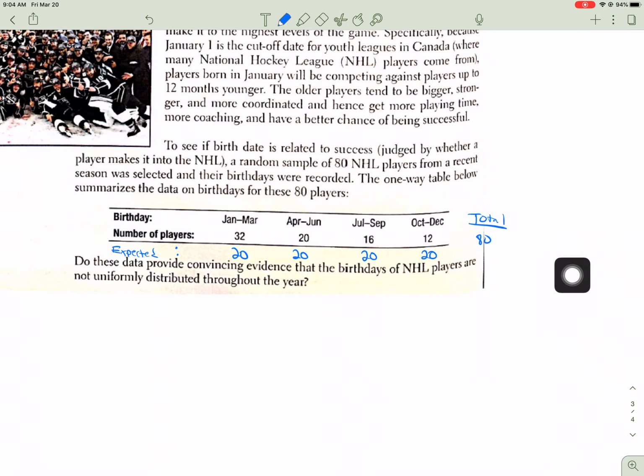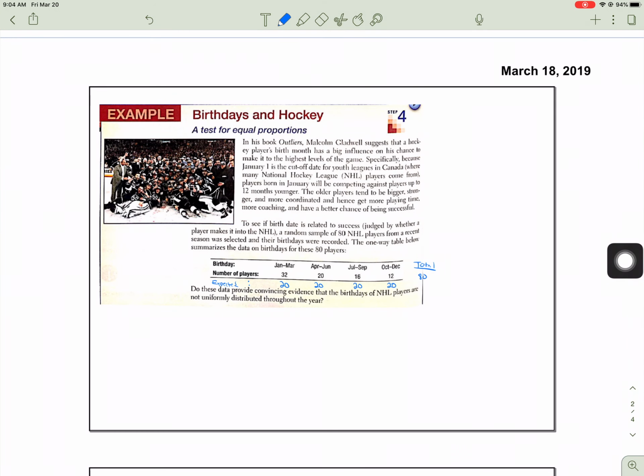So the question they ask, and here you go, this is your key that this is a significance test, is: do these data provide convincing evidence that the birthdays of NHL players are not uniformly distributed throughout the year? So we're going to go ahead and do a significance test. And it's going to be a lot of writing, and we know that, so just bear with me.